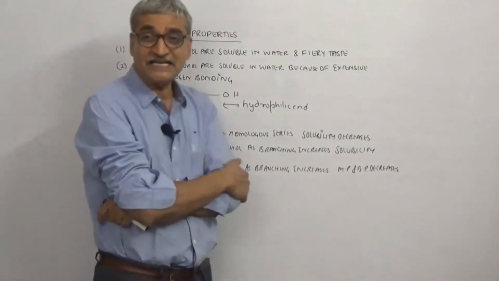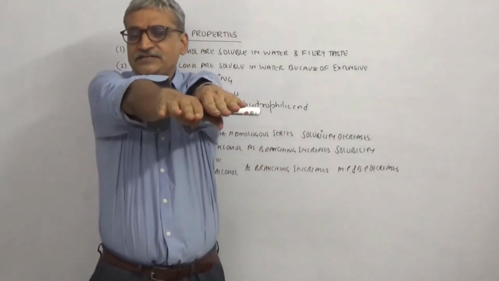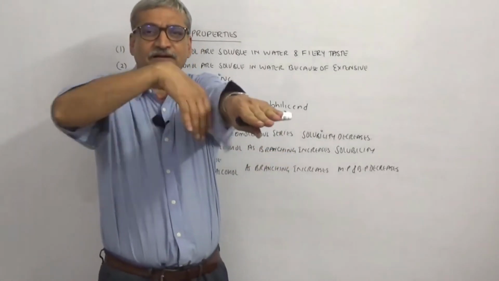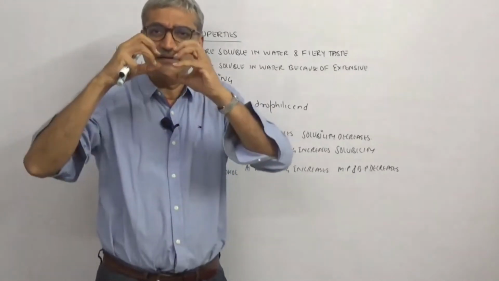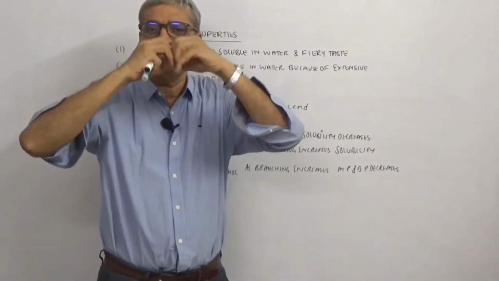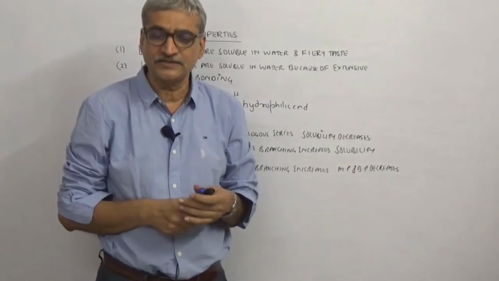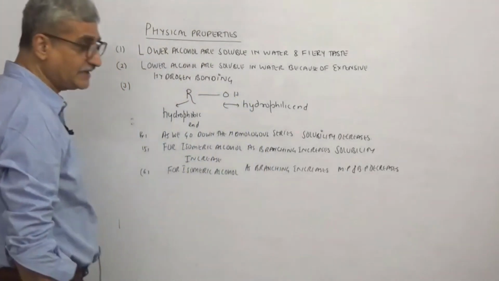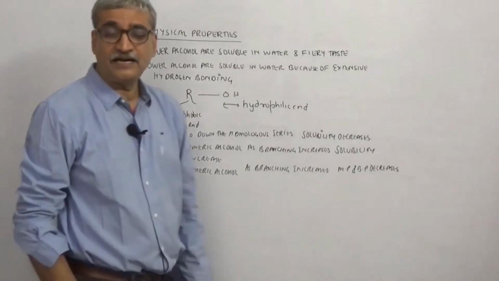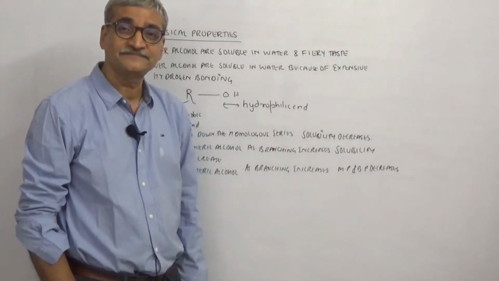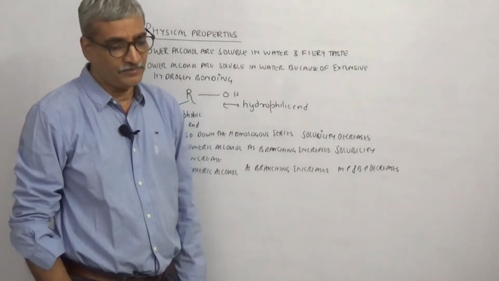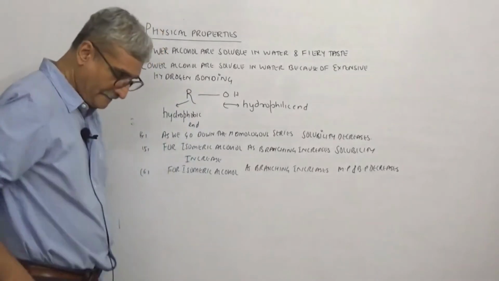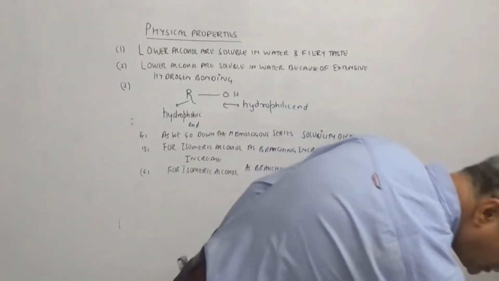So what happens is, if you have a straight chain alcohol, this is the amount of van der Waals force. If you have a branched alcohol, it will be spherical, so surface attraction decreases. So as branching increases, surface attraction decreases, and because of that the boiling point and melting point decrease. Is this clear?